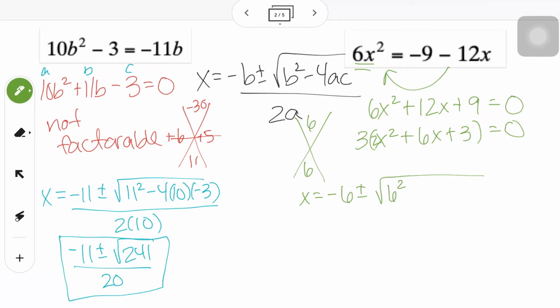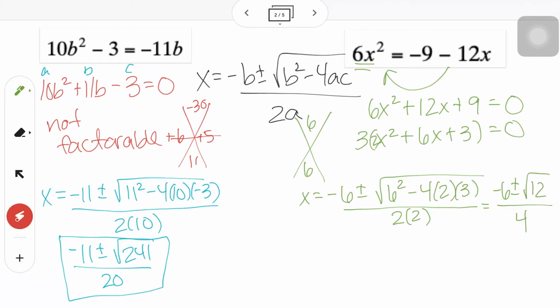If you factored a number out, you can just kind of ignore it. It will not have any implications on your whole problem. And when I do this, I end up getting negative 6 plus or minus the square root of 12 all over 4. And this is a prime example of something you're going to keep going on.